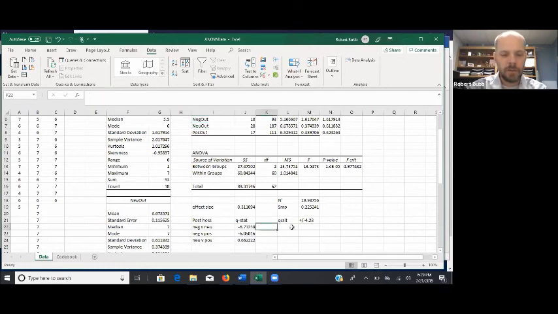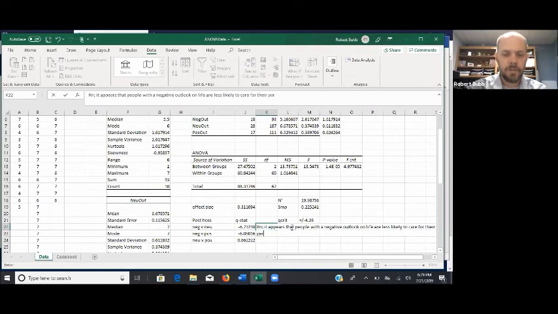So when I'm writing this out, I would say I would reject the null hypothesis. It appears that people with a negative outlook on life are less likely to care for their parents than people with a neutral outlook on life. And that's how I'd write out my response. Now here I just abbreviated reject null with RN. You could type it out, reject the null hypothesis. That would be fine as well.